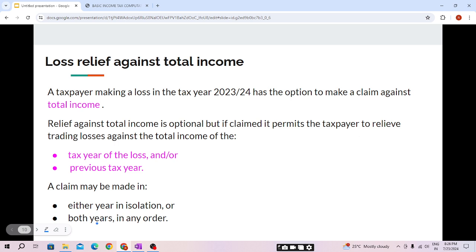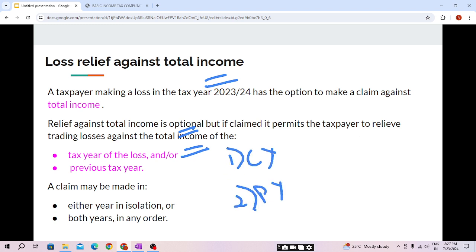First we studied the carry forward loss relief rule. Now we are covering the loss relief against total income. If you want to set off the loss against the total income, we need to make the claim, as it is an option. The individual will select this option, that I will set off the loss against the total income. Now the total income of which year? You can set off against the current year also and previous year also.